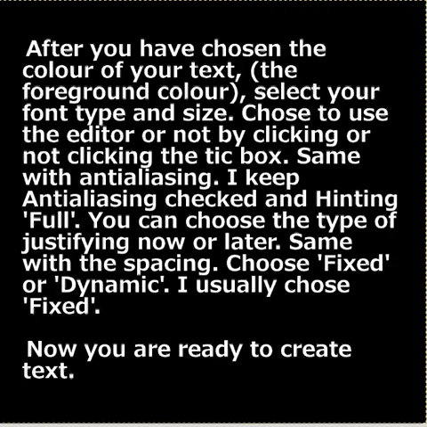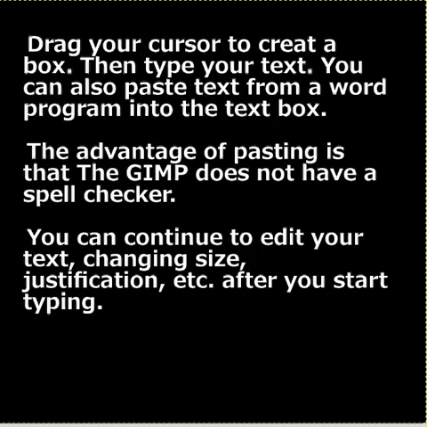After you've chosen the color of your text or the foreground color, select your font, type, and size. Choose to use the editor or not by clicking or not clicking that tick box. The same with anti-aliasing. I keep anti-aliasing checked and hinting full. You can choose the type of justifying now or later. The same with the spacing. Choose fixed or dynamic for your box. I usually choose fixed. And now you're ready to create text.